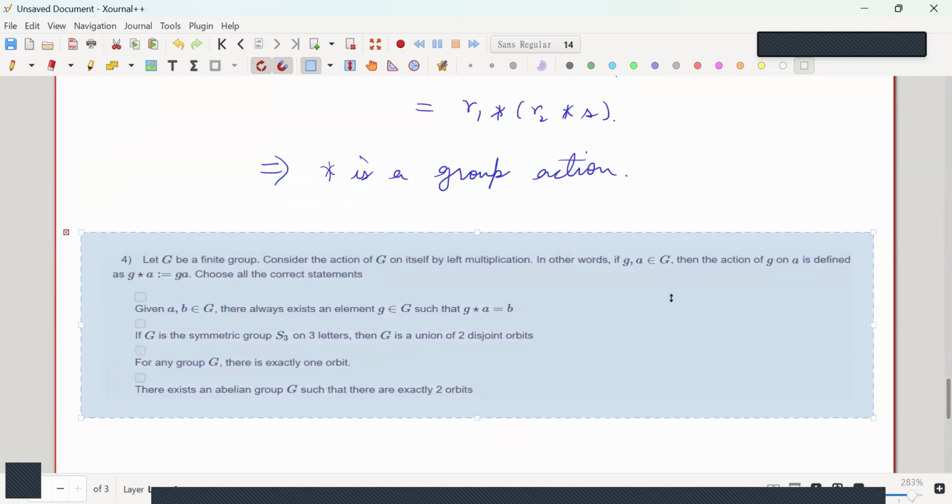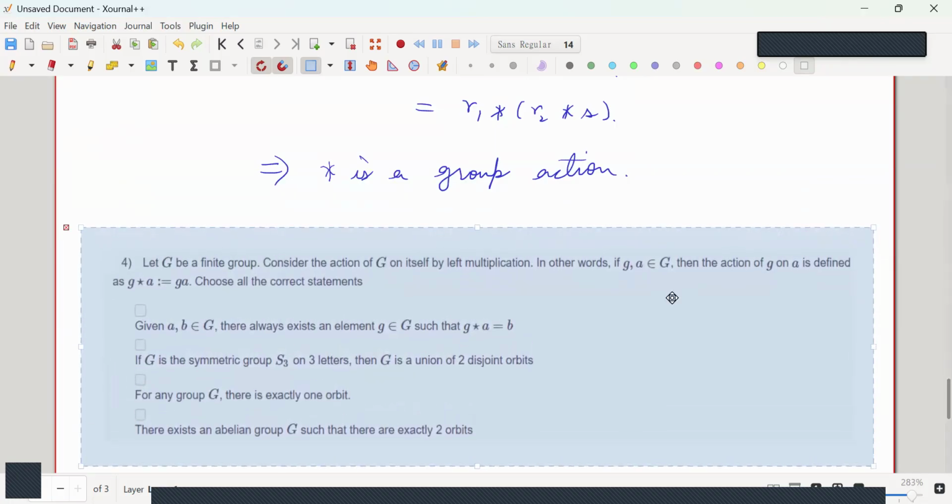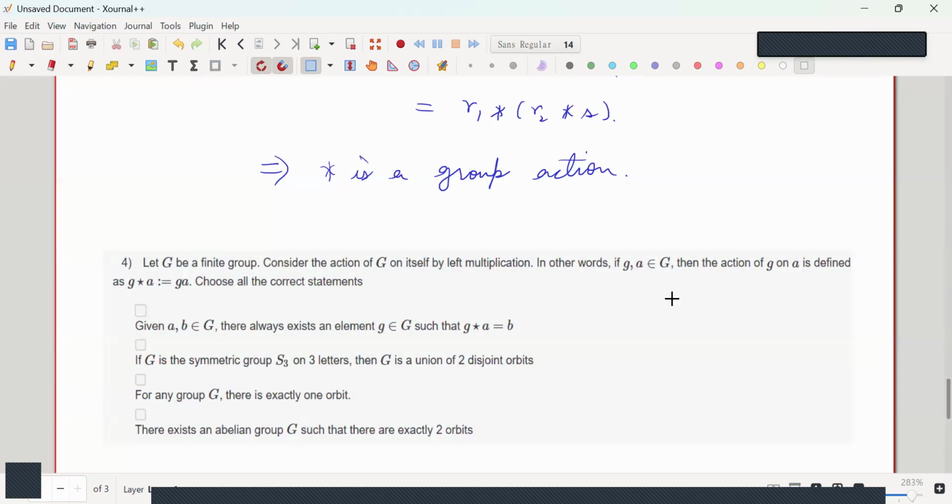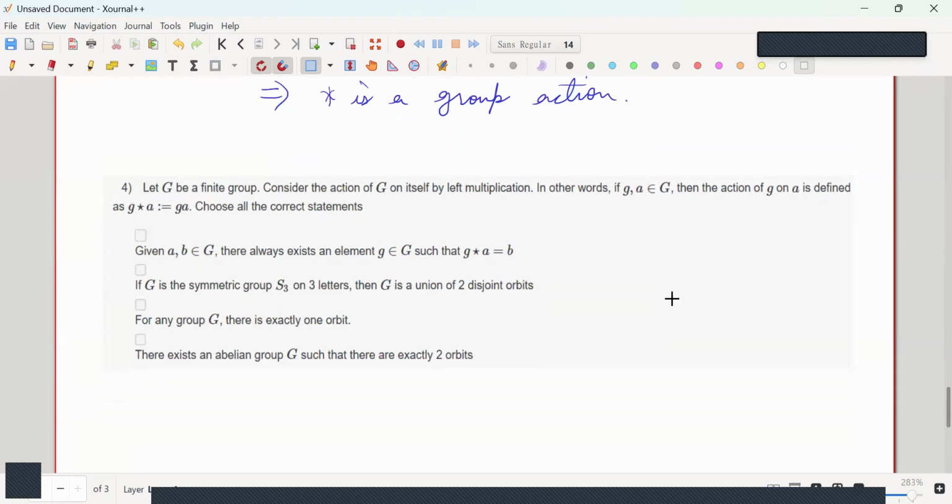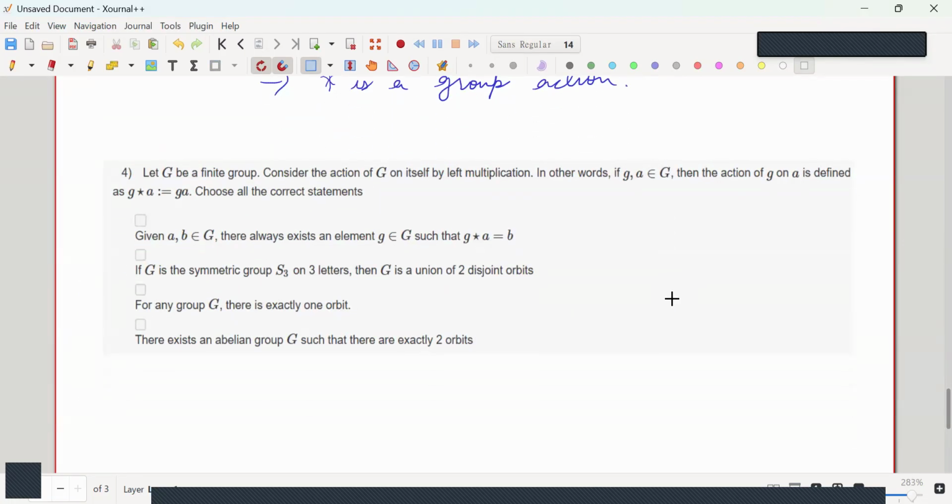Let G be a finite group. Consider the action of G on itself by left multiplication. In other words, if g and a belong to G, then the action of G on a is defined as g star a to be just ga. Choose all the correct statements.